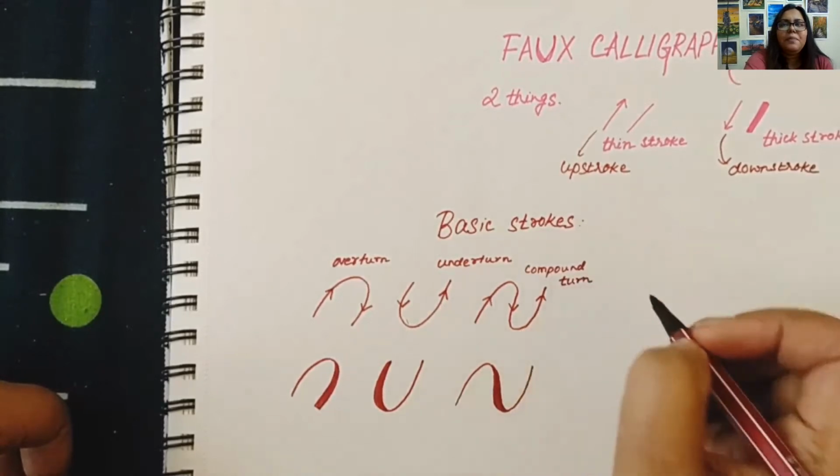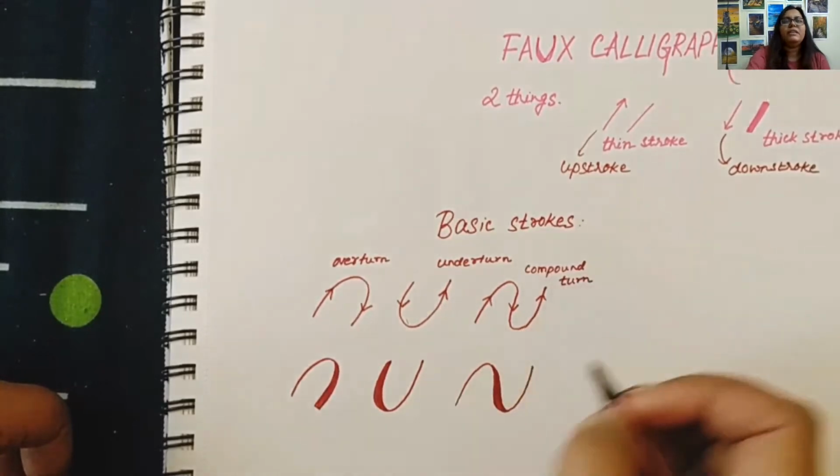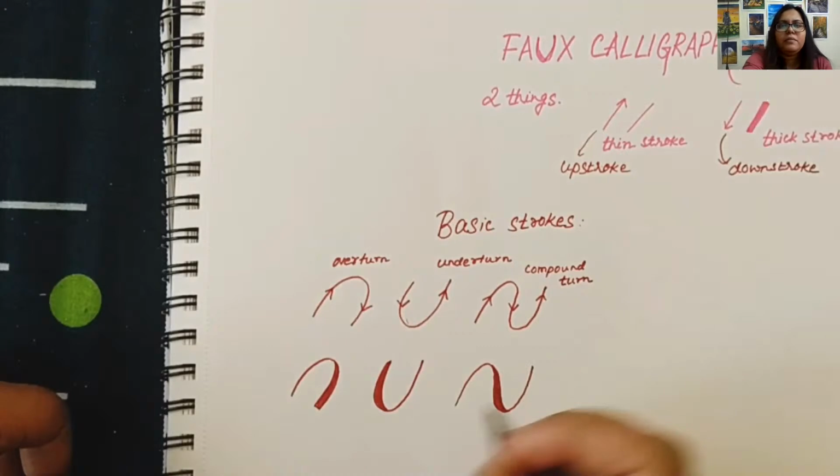Okay. Why a compound turn? Because it is a mixture of overturn and underturn. Just see the similarities. Wherever the arrow is pointing downwards, only those strokes we have darkened. Okay. Wherever the arrow is pointing upwards, that part is left thin as it is. Everybody getting it? There should not be any doubts here. All right. Let us move on to the next one. The next turn. Let us move on to the next turn now.